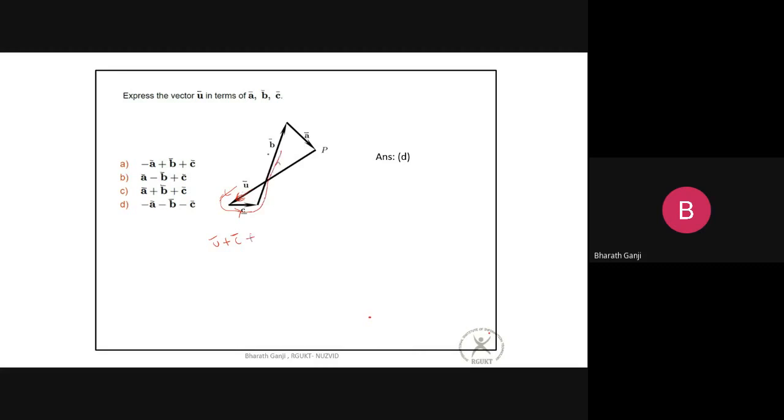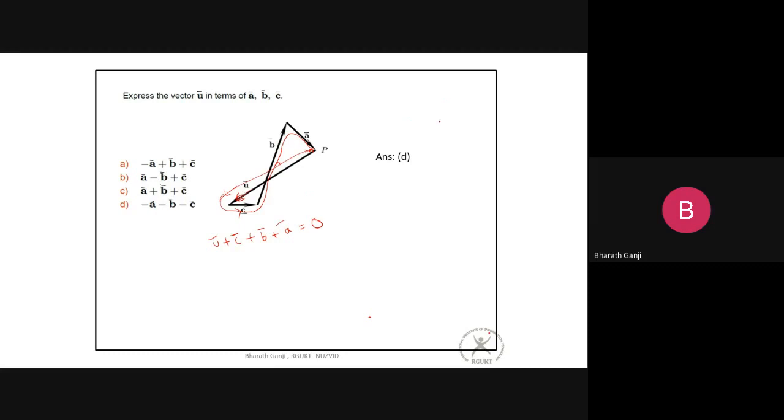Okay, so I can see b bar is also in the same direction, and then I choose this path again. Wherever I started, I can say this is the tail of the vector. I went to the head of the vector, and again I return to the tail itself. Here also, since it is in the other direction, this whole thing should be equal to zero.